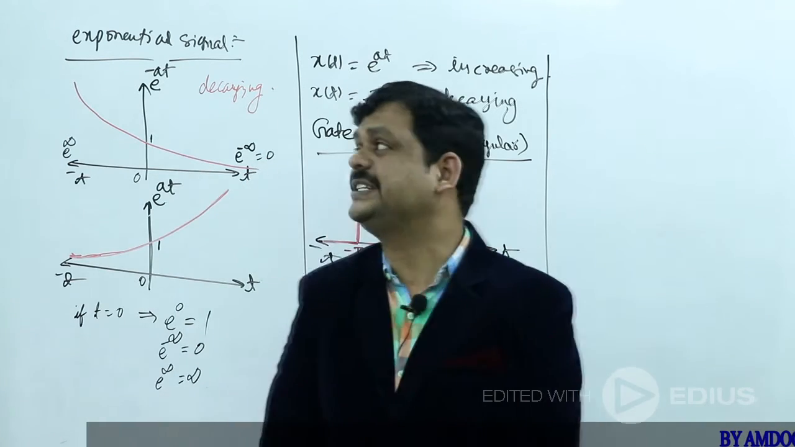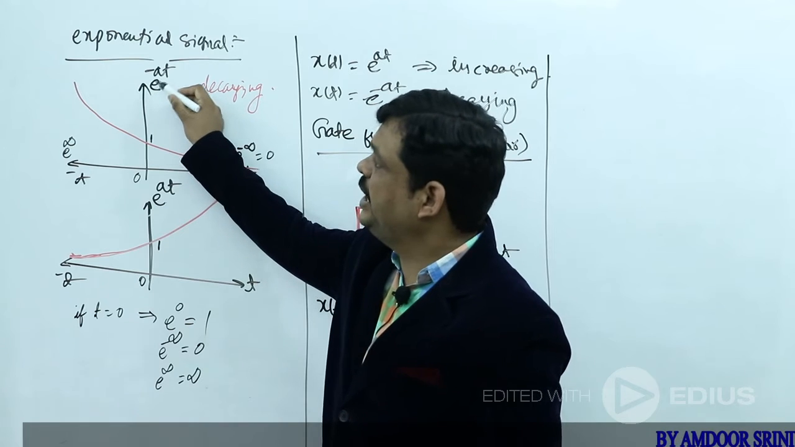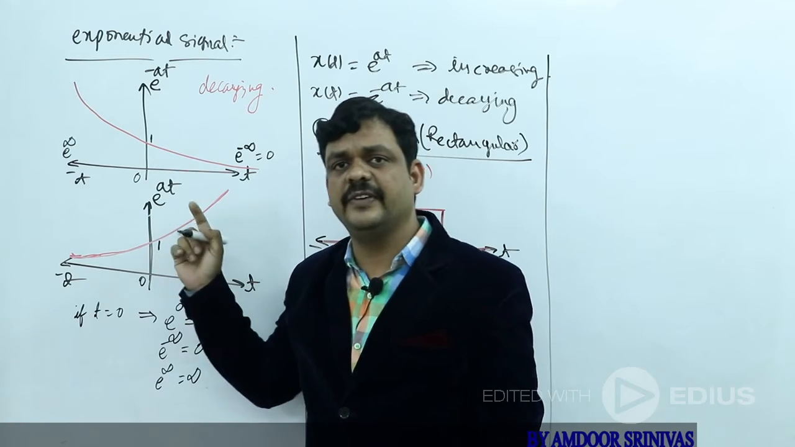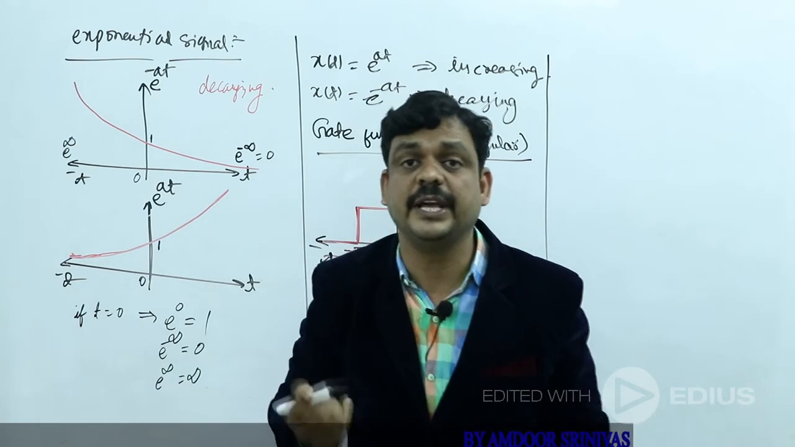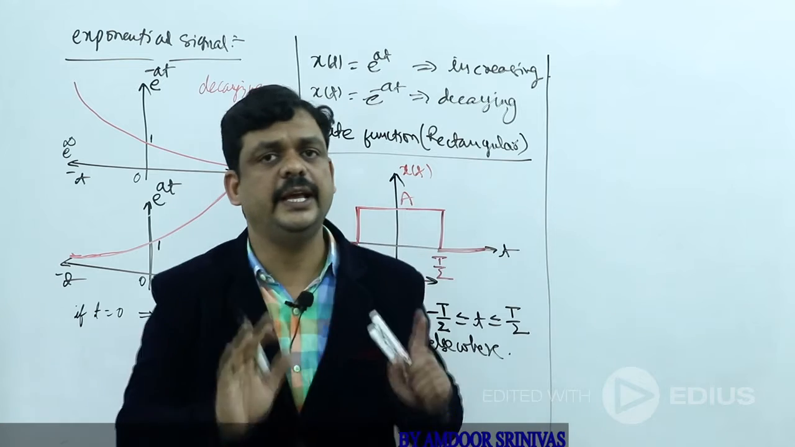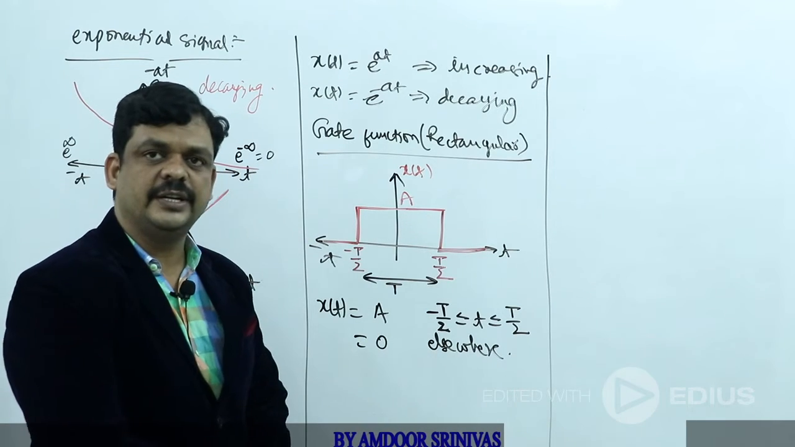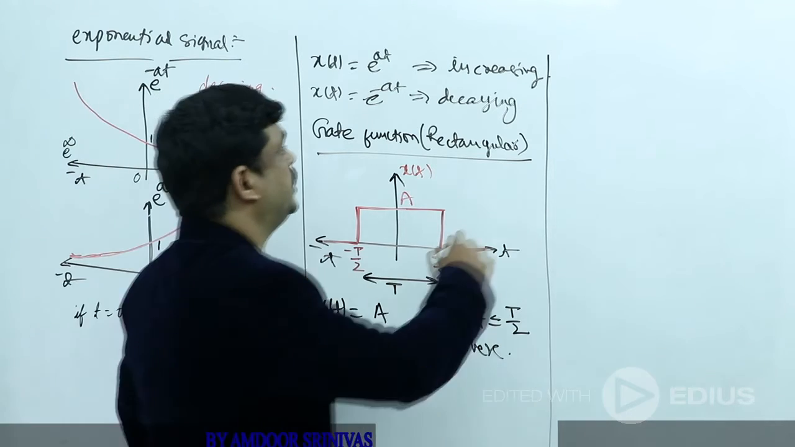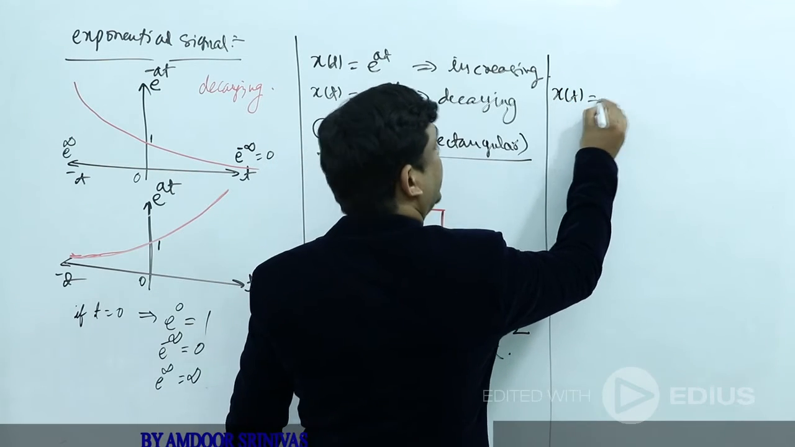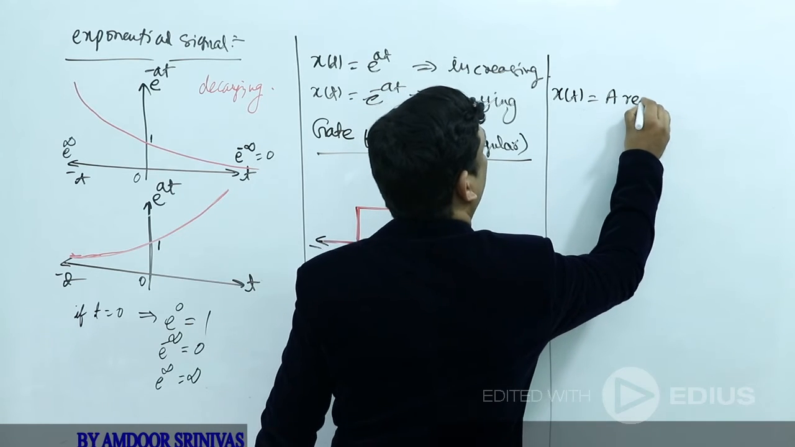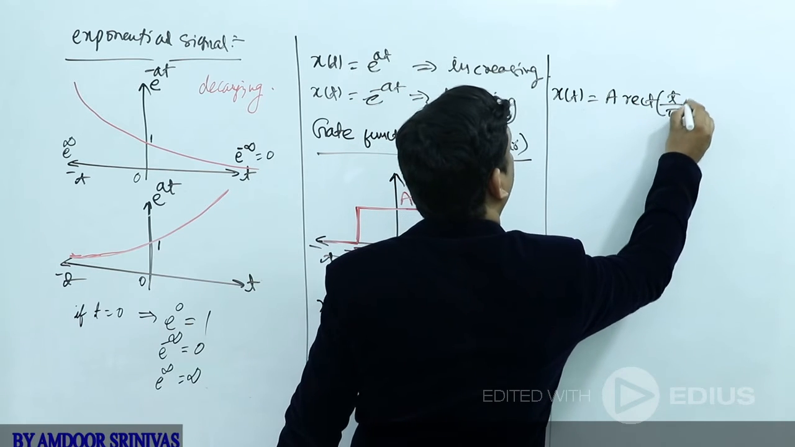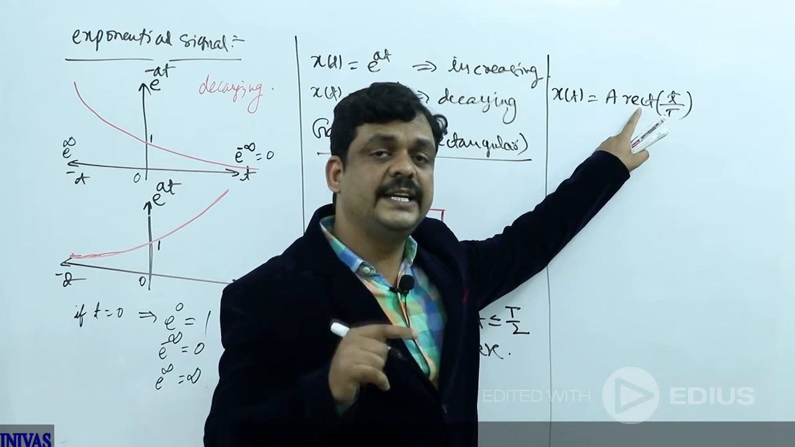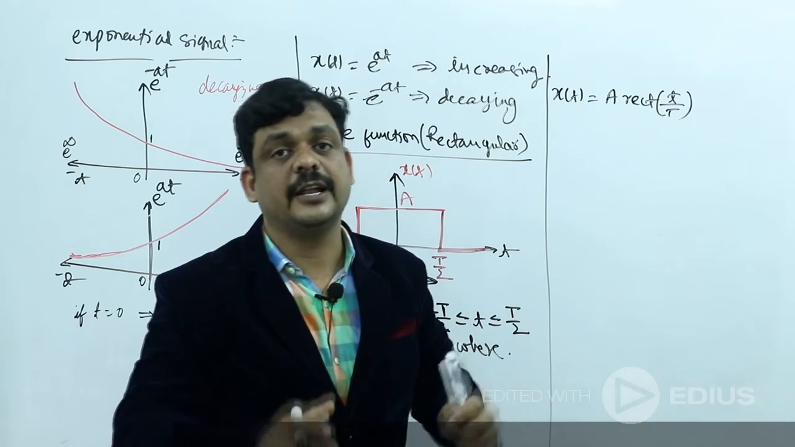Now, I wrote the exponential signal as a functional representation like this: e to the power of minus at, e to the power of plus at. Whenever signals are defined like e to the power of something, it is an exponential signal. Similarly, here we have one standard representation, and using that functional representation we can immediately identify a rectangular function. The standard equation of the rectangular function is A rect of t by T. Whenever R-E-C-T is given, immediately we take it as a rectangular function.